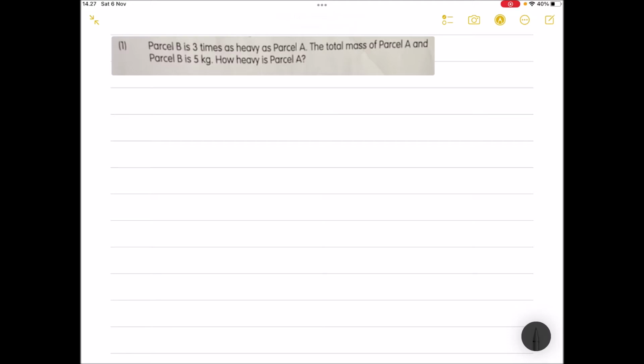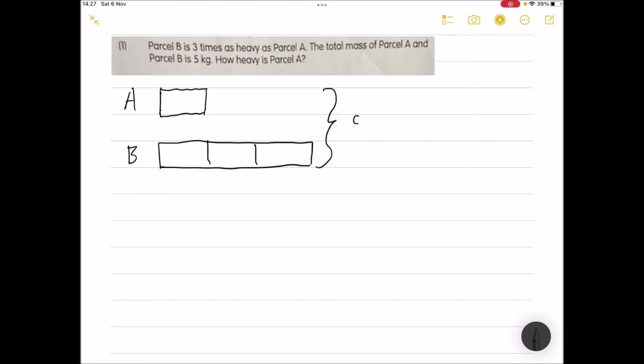So the first question is: parcel B is 3 times as heavy as parcel A. The total mass of parcel A and parcel B is 5 kilograms. How heavy is parcel A? So we understand that there are two parcels, A and B. We know that B is 3 times as heavy. So assuming A is this one, B will be heavier, and it is 3 times parcel A. Now we also understand that the total mass of all of this is 5 kilograms.